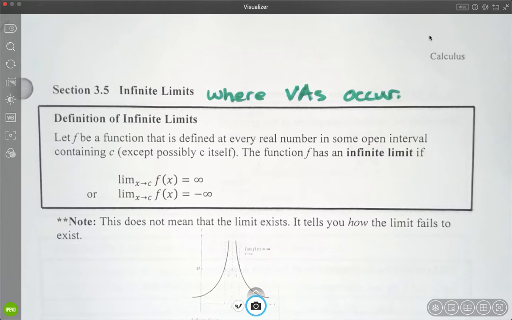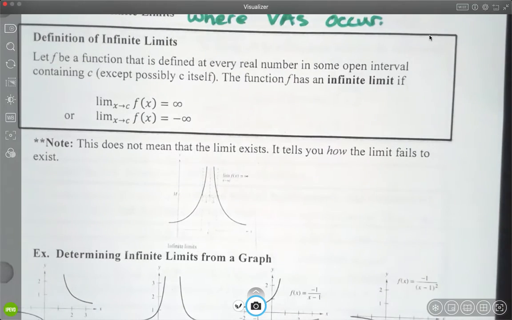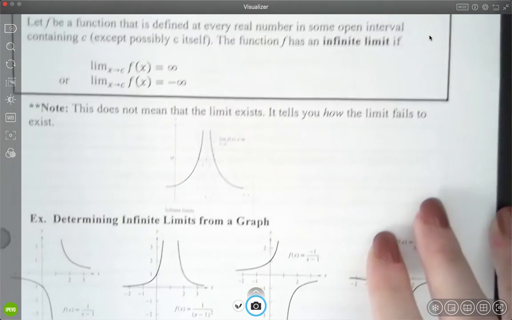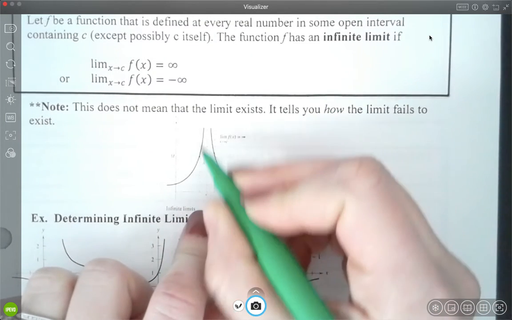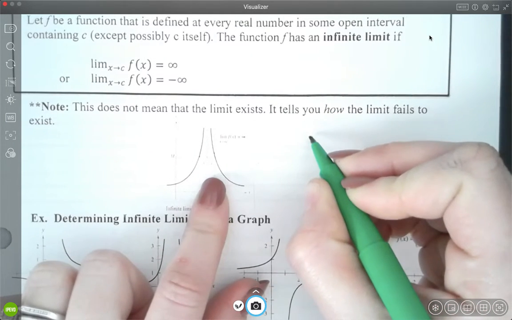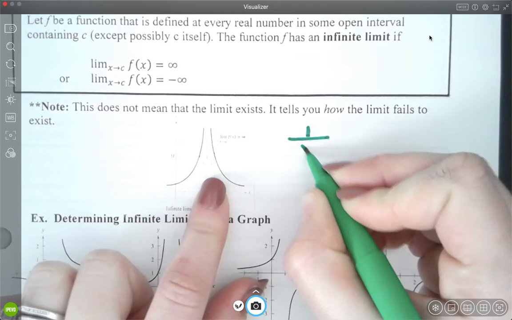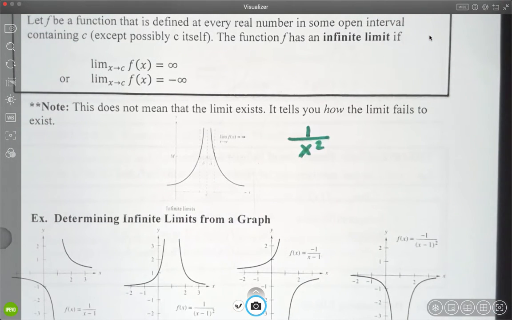But if you have a VA, on one side of your graph it's going to either shoot up or shoot down forever and ever, according to where that VA is located. Okay? So, I'm going to get back to the note here for just a second, but let's say this is the graph of 1 over x squared. Okay, 1 over x squared looks very similar to that guy.